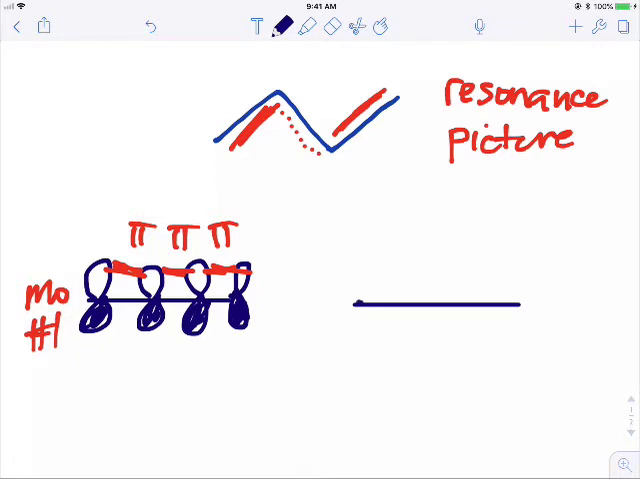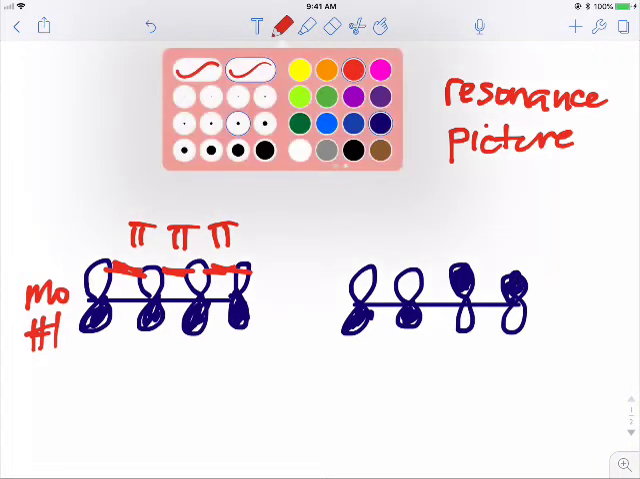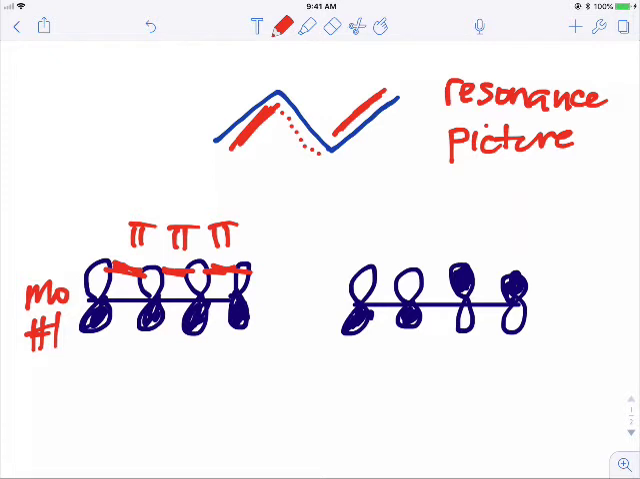So molecular orbital number 2 with one node should look like this. We're going to have in phase for our first pair, out of phase for our second pair, and then in phase for our third pair. So according to molecular orbital number 2, where's our pi bonding? It's pi bonding between 1 and 2, pi bonding between 3 and 4.